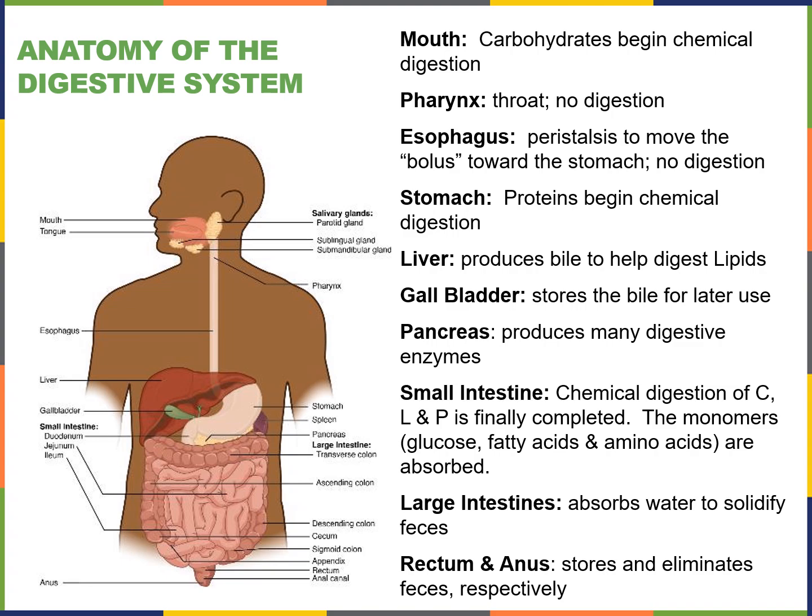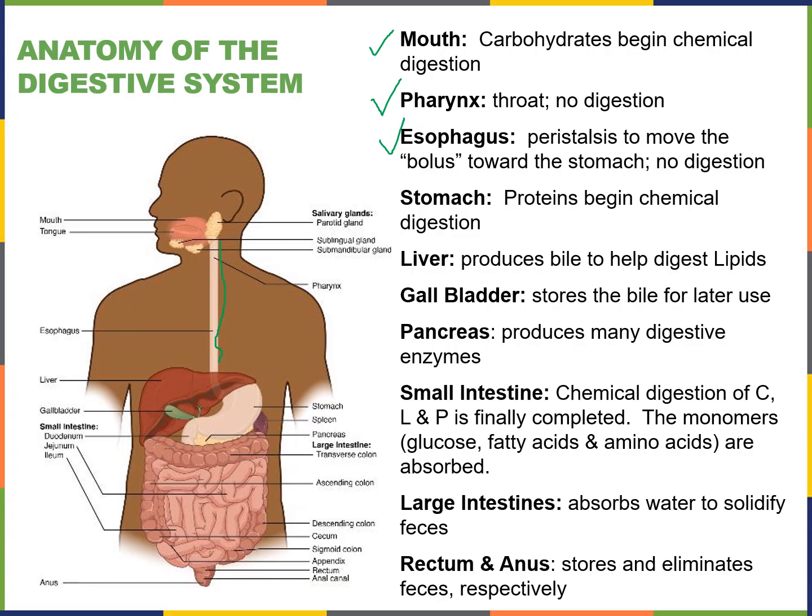So here are the organs. The mouth, where carbohydrate begins chemical digestion, as we said, using salivary amylase. Then the food will move to the pharynx, which is also called the throat. There's no digestion occurring there. Then it moves into a long tube called the esophagus. So this here is the esophagus. The esophagus is posterior to the trachea.